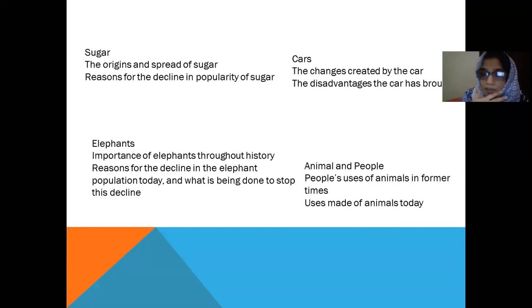So these are some of the themes that were asked in the examination in the previous 2017 papers, where the themes were about sugar, the origin of sugar and the spread of sugar, and the reason of the decline, the popularity of sugar. And there are two themes for the other passages about cars, about elephants, about animal and people. So this gives you an inkling that there could be any type of theme given. So there is no hard and fast rule that all the time they're going to have problems and solutions and advantages and disadvantages. It could be anything.